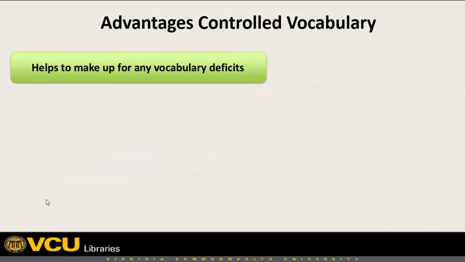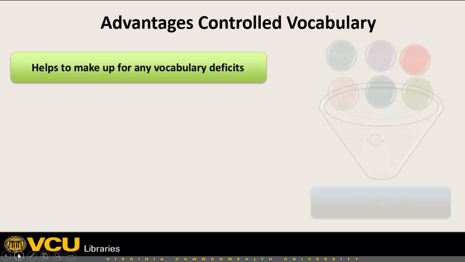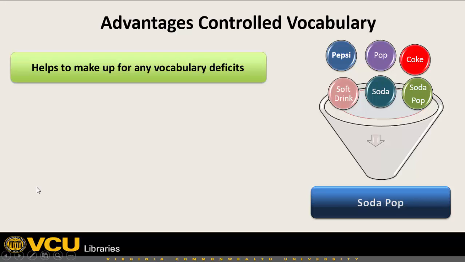What makes controlled vocabulary so useful is it really helps you to make up for any vocabulary deficits you might have. As I've mentioned in previous videos, when you come up with the terms that you're using to describe something, many times it's based on your perspective and background. And if you're not familiar with a topic, you may find yourself struggling to come up with other terms. Well, if you're using a controlled vocabulary, you don't really have to worry about that. Because as you know, if any of these 6 terms are being used in an article, they all are going to be classified under a subject heading.